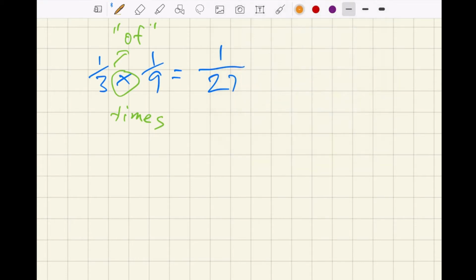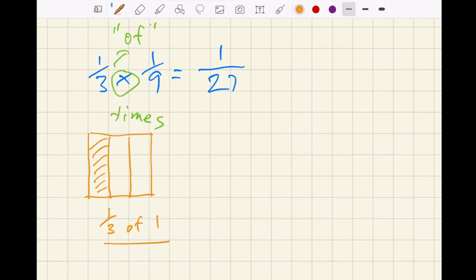So this is 1 square. What would 1/3 of 1 be? So we take 1 square and we divide it up into 3 equal parts, and we colour in 1. So that's 1/3 of 1. With me so far? Okay. What about 1/3 of 1/9? Okay, so this is 1/3 of 1. What about 1/3 of 1/9?